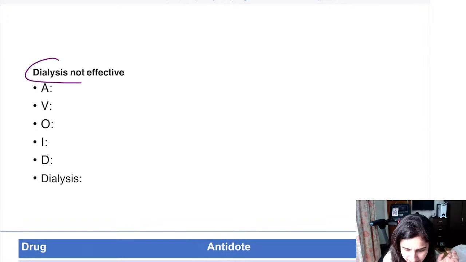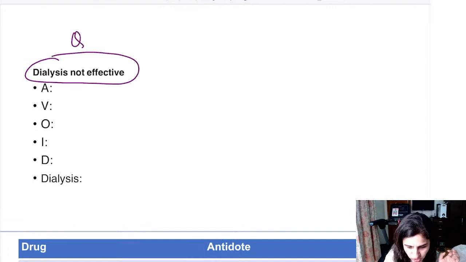Now if we talk about dialysis, there is another important question that is asked. They will give you a drug and ask whether you can remove it by dialysis or not. So remember, there are a few drugs where dialysis is not effective. What are those drugs? Can you make out any names? There is a mnemonic to remember.